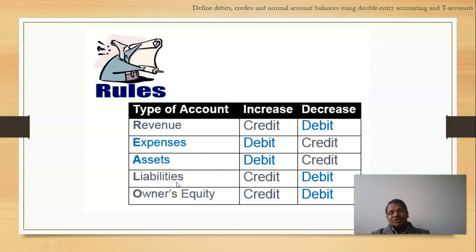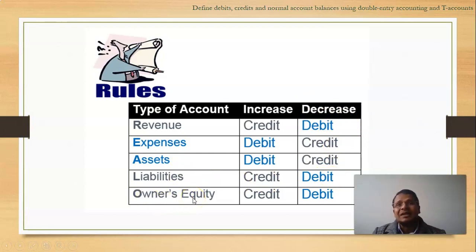Liabilities, as we defined before, are obligations of the organization. If our obligations increase, if we purchase more on account or on credit, then liability increases. If we borrowed money, if we get loans, liability increases. If it increases, credit. If it decreases, if we repaid the loan, if we paid our creditors, liability decreases, which means it should be debited in the journal entry.